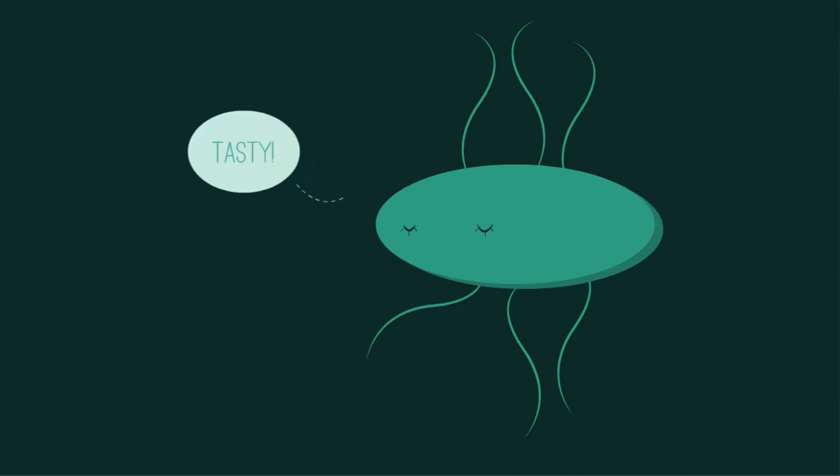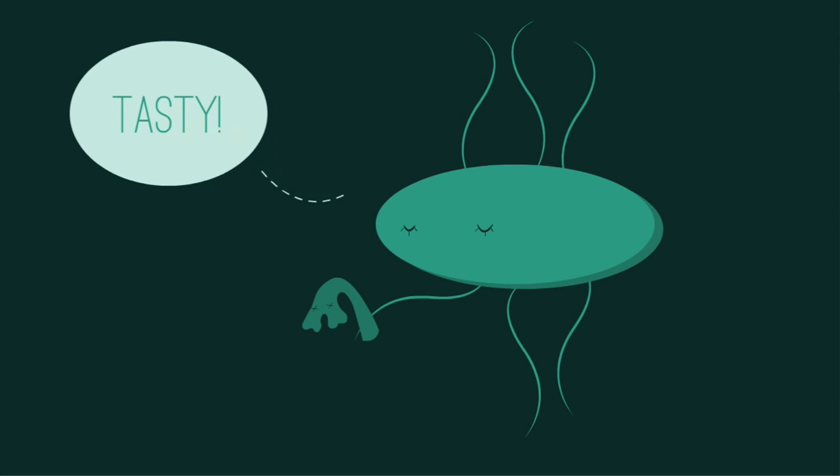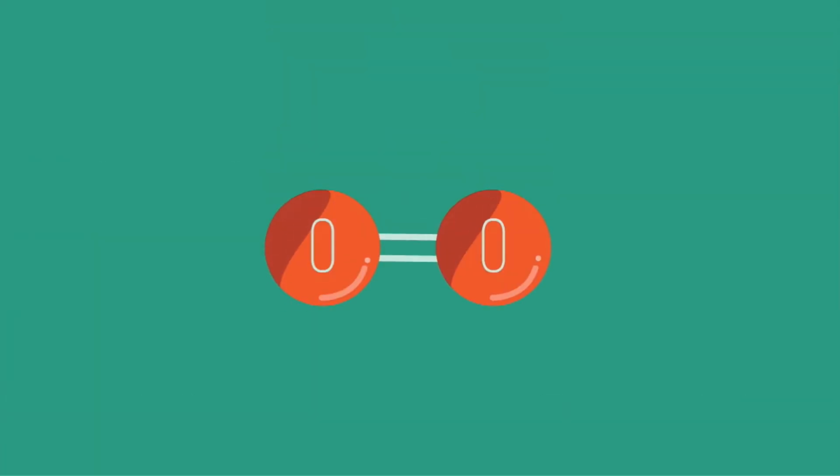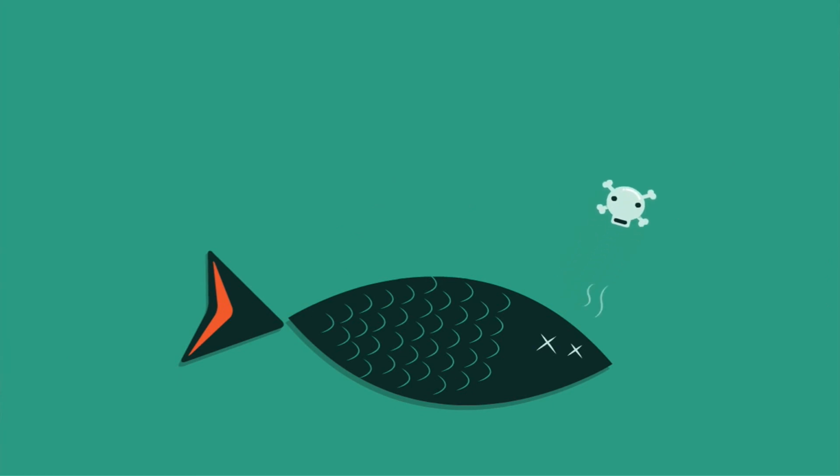Aerobic bacteria feed on all of the dead and decaying algal matter and are then able to thrive and multiply. They consume oxygen and decrease the concentration of dissolved oxygen in water, suffocating aquatic organisms.